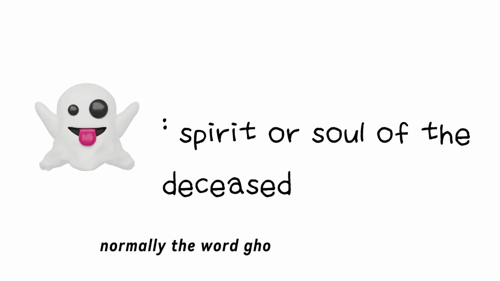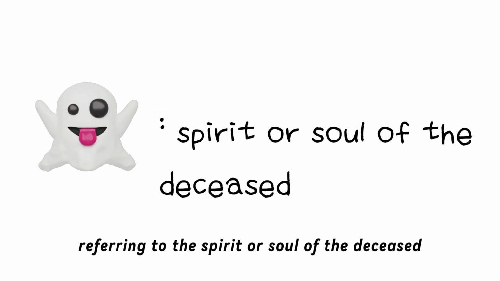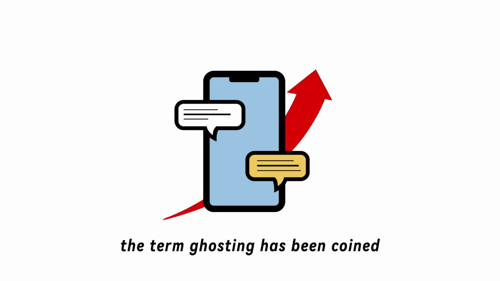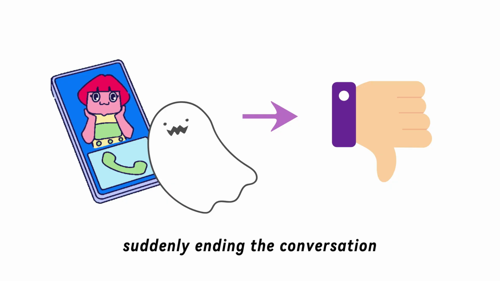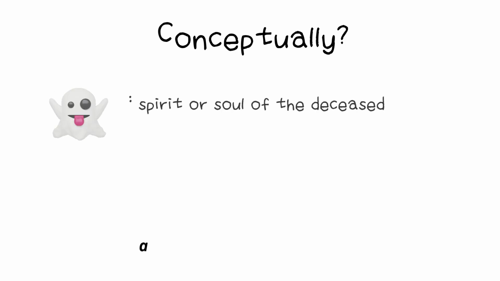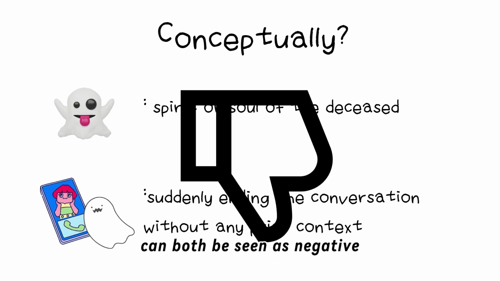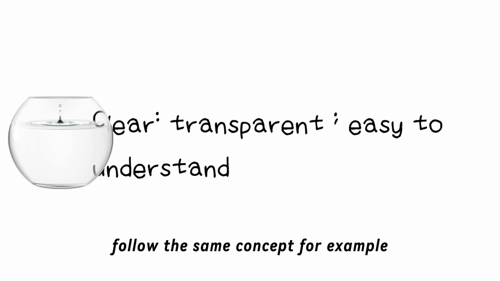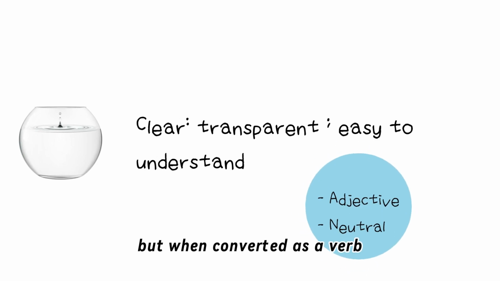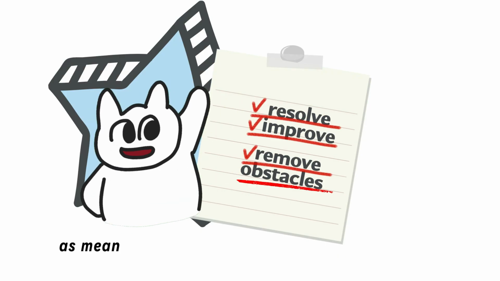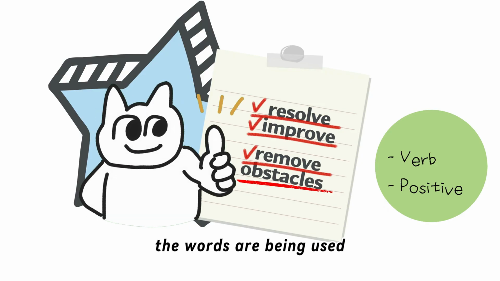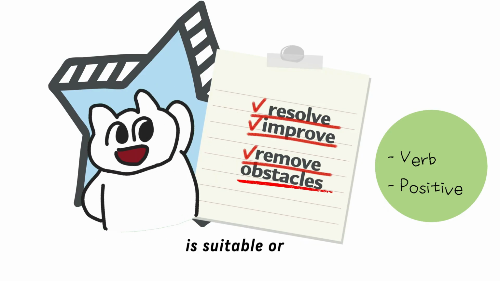For example, normally the word ghost is a noun, referring to the spirit or soul of the deceased. But in recent years, especially with the increase in texting culture, the term ghosting has been coined, which refers to a person suddenly ending the conversation or not replying to someone without any prior context or heads up. Funnily enough, an actual ghost and ghosting can both be seen as negative, but that doesn't mean that all word conversions follow the same concept. For example, the word clear in its literal sense can be a general neutral adjective, but when converted as a verb, it can be used in a more positive connotation, as a means to resolve, improve, and remove obstacles. So it really depends on the context and scenarios the words are being used in to determine whether the conversion of the word is suitable or not.